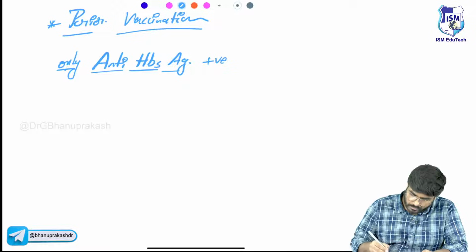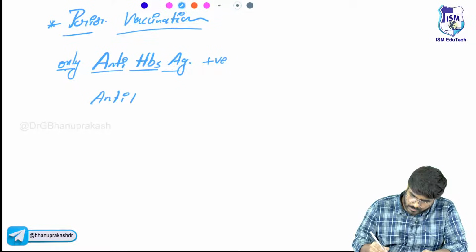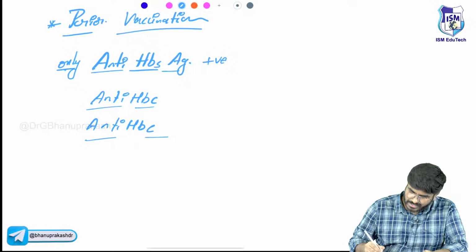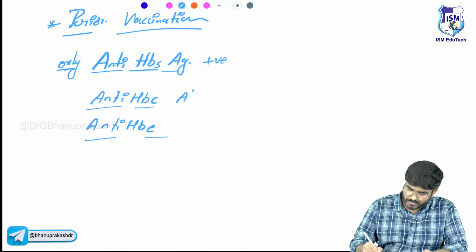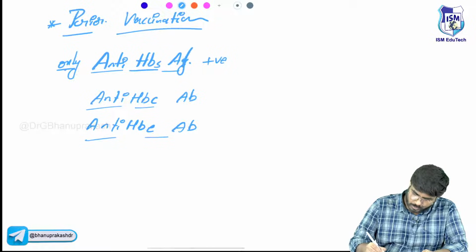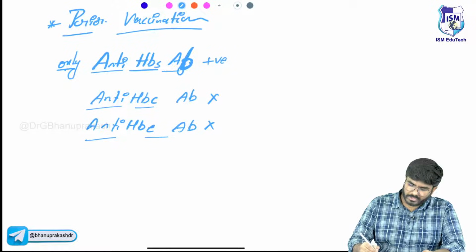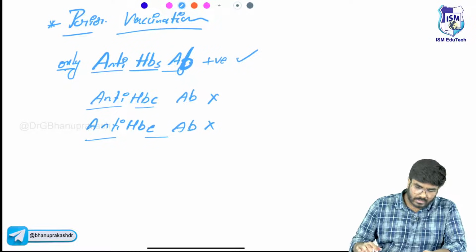Only anti-HBs is going to be positive. He is not going to have anti-HBc antibodies or anti-HBe antibodies. These are the antibodies I should say, and they are not there. Only anti-HBs is going to be there in a vaccinated individual.